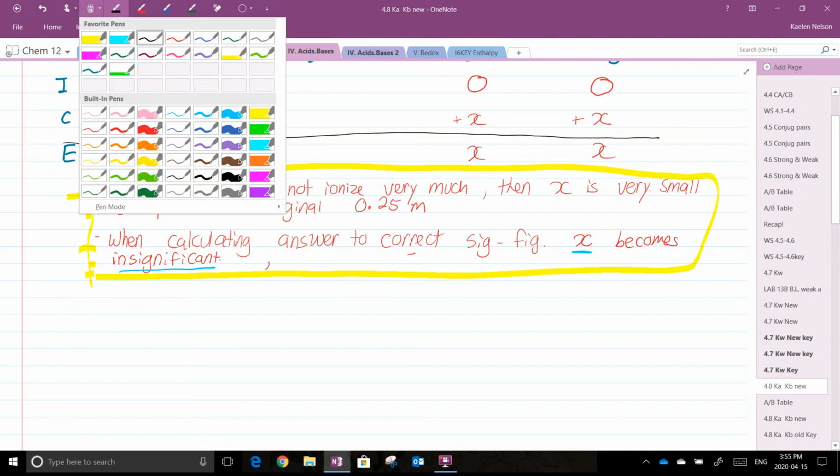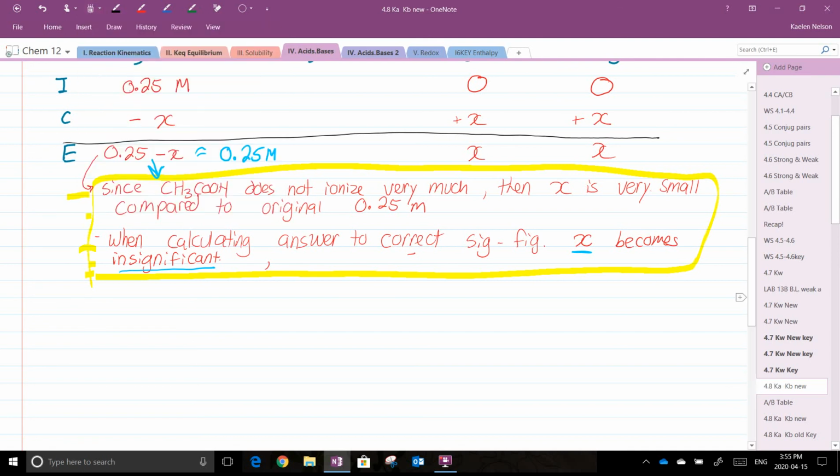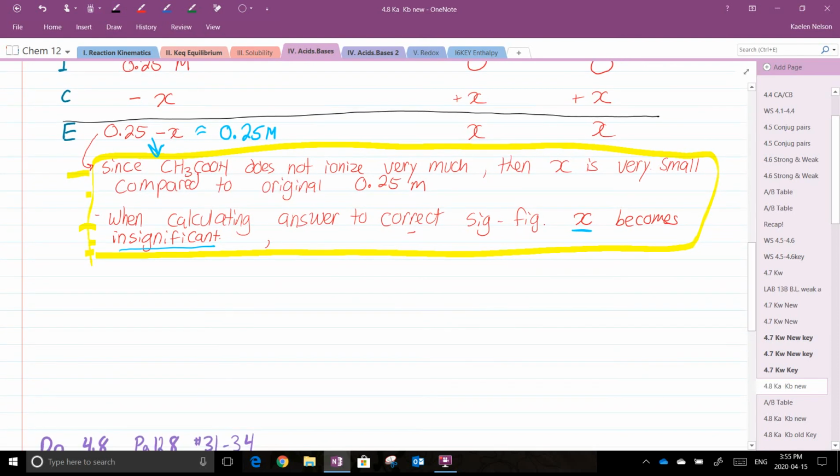As you move on in university, they may ask you to prove that your X was insignificant, and you will do that by a percent difference, and if it's less than 5%, I believe, it means your assumption was correct. We do not cover that in Chem 12, but I can show you how to do it if you need to know later.